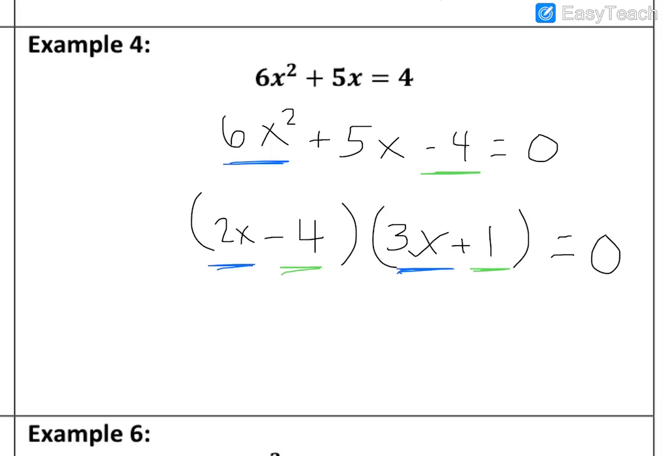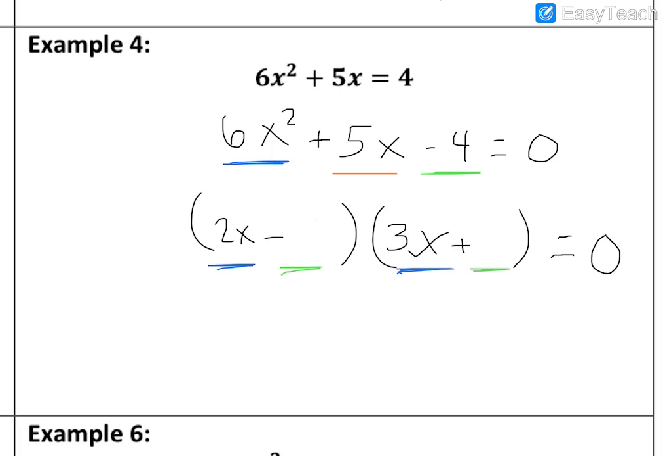That works. Now your outside inside numbers. So your outside is 2x. Your inside is minus 12x. That is not going to get us 5x. So because of that, I'm going to try a different number. So I'm going to erase that.